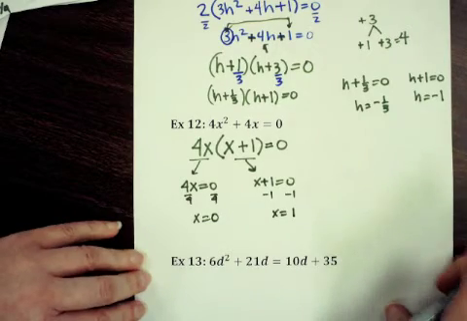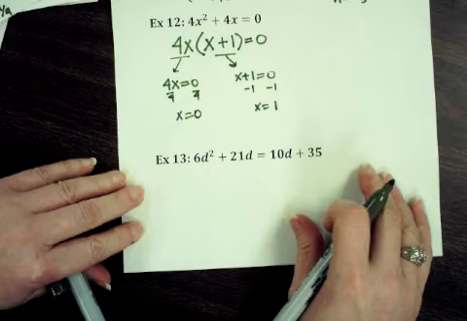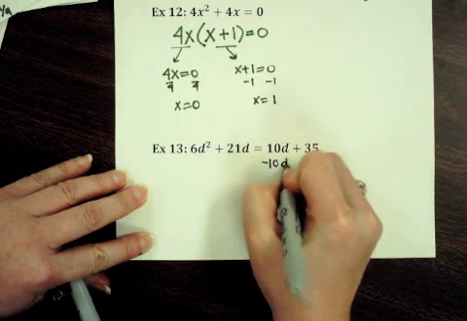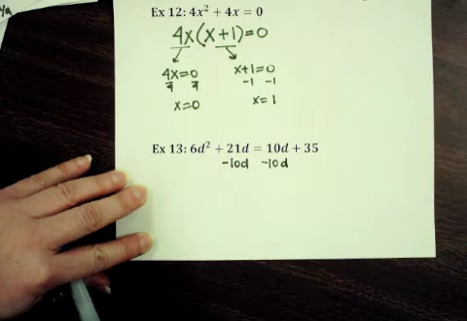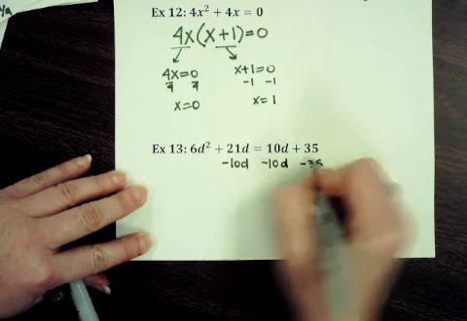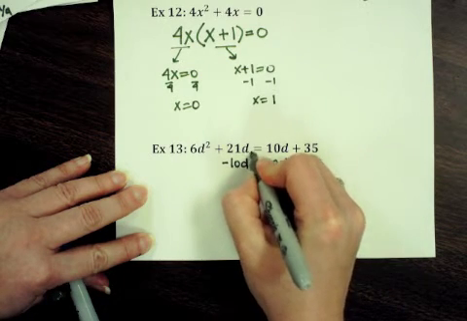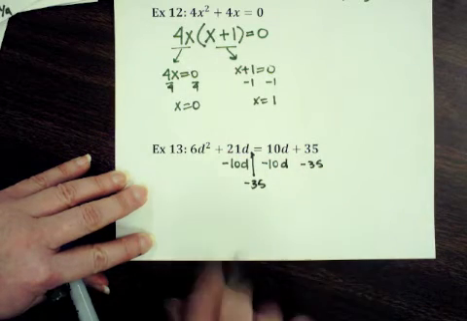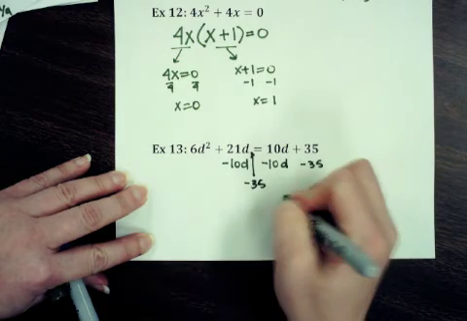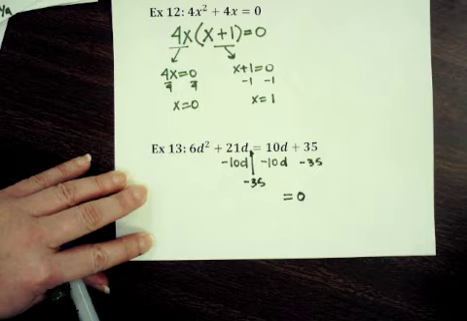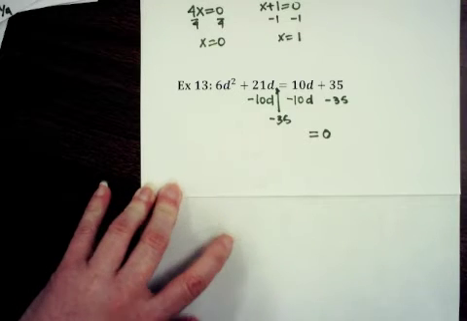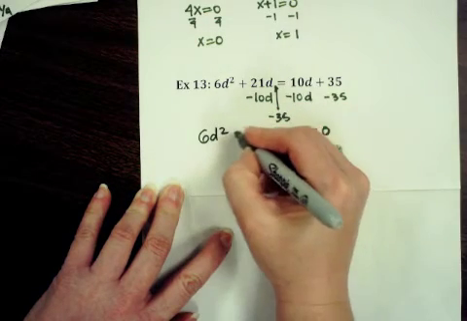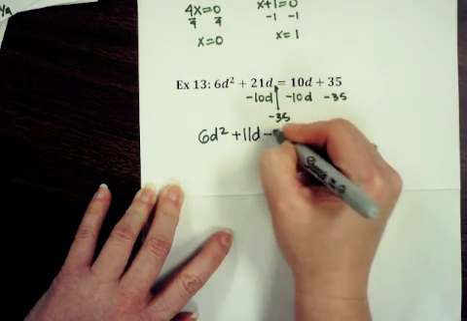Okay, example 13. We need to get everything all on the same side. So I'm going to subtract 10d from 21d, and I'm going to subtract 35 from the whole problem to move both of these pieces over there. So take a minute and do the math here and tell me what my new problem set equal to 0 is. Okay, so you would have had 6d squared plus 11d minus 35.